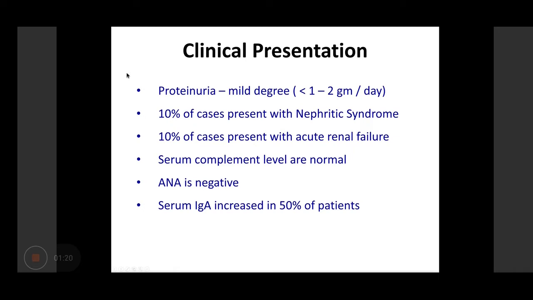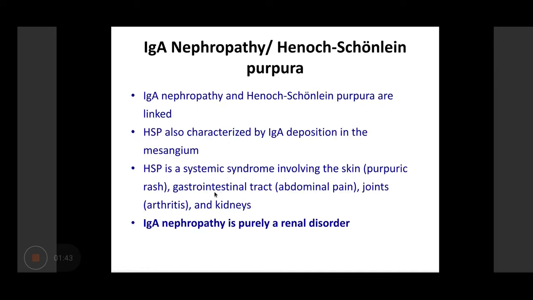As far as the clinical presentation is concerned, the proteinuria is usually mild, in the subnephrotic range. Some patients can present with full-blown nephritic syndrome. Some patients present with acute renal failure. Serum complement levels in these patients are always normal. The ANA is negative. And if you do the serum IgA levels, this is found to be markedly increased in at least 50% of patients.